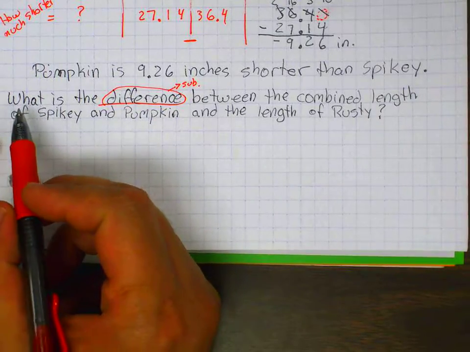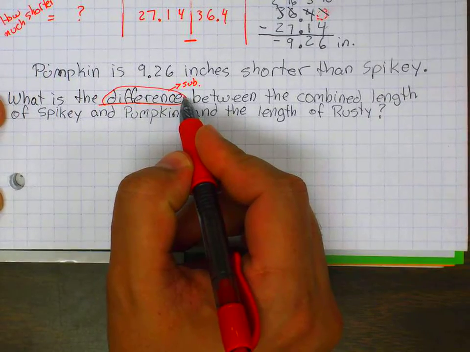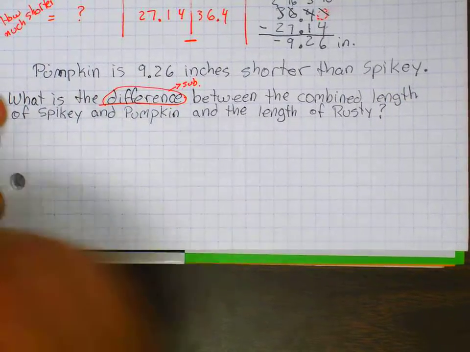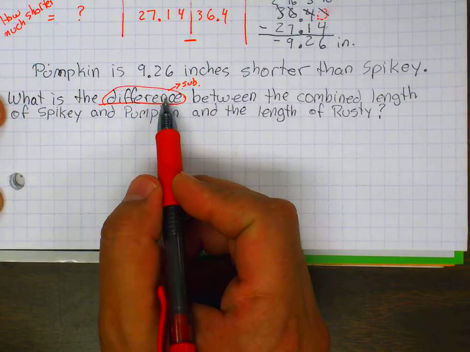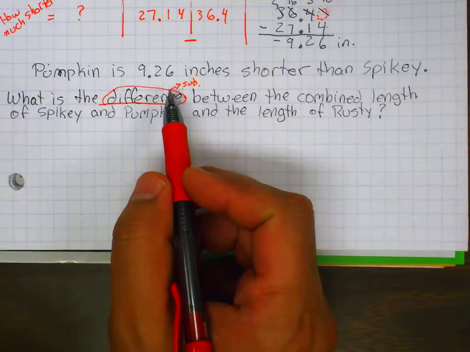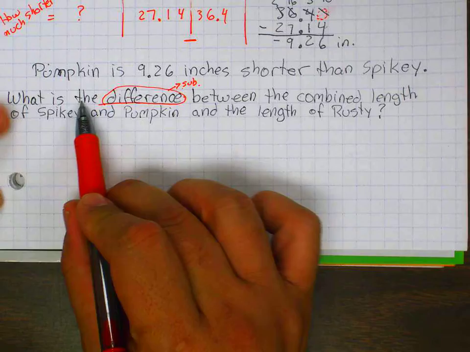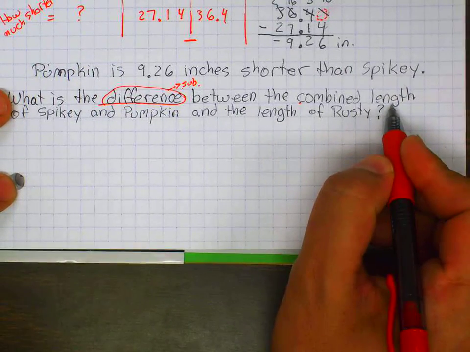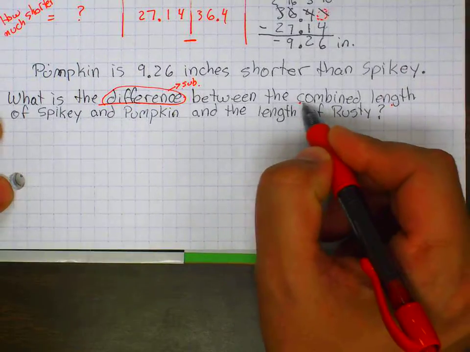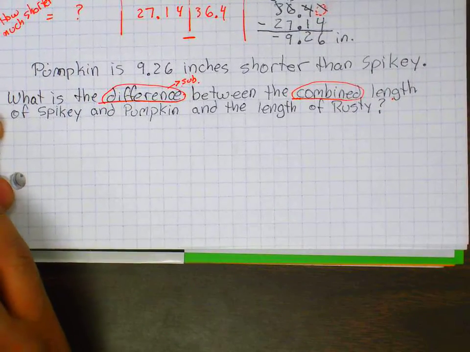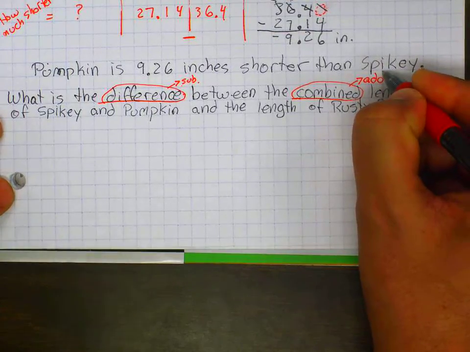So this one says, "and the difference," and the difference is the answer for a subtraction problem. So I know that my final answer has to come from a subtraction. Okay, what is the difference between the combined length... I'm going to stop right there, because I know that the word combine means that I have to put together, that I need to add something.